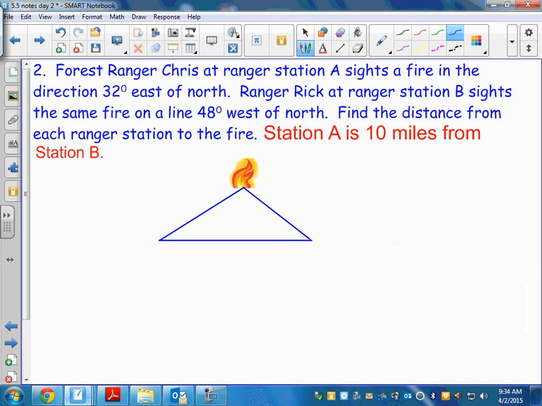Northeast basically. Find the distance from each ranger station to the fire. It's kind of important that they tell us that Ranger Station A is 10 miles from Ranger Station B. I'm going to call this A. I'm going to call this B. And they're 10 miles apart. So I'm going to say this is 10 miles. Yes?